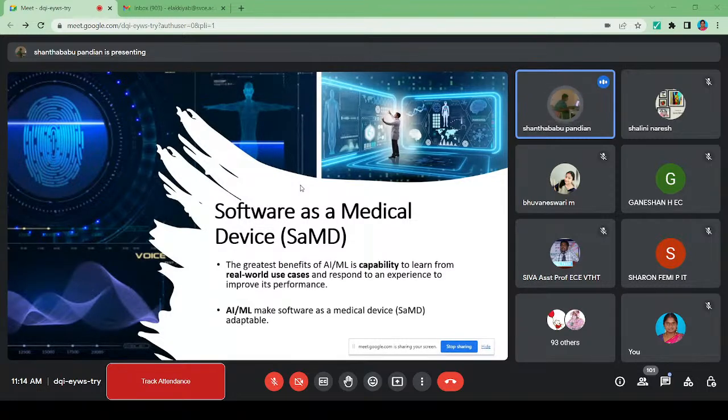Since it's specific, because actually we are providing it as software for a separate industry, I can call it a software as a manufacturing device or a software as a retail device, whatever it is. So I can rename it, giving a luxury name to my AML solutions. I can say it's a software as a medical device.